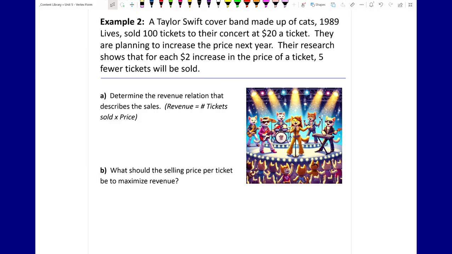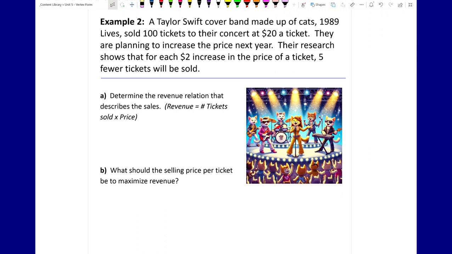In the next example, a Taylor Swift cover band made up of cats called 1,989 Lives sold 100 tickets to their concert at $20 a ticket. They're planning to increase the price next year. The research shows that for each $2 increase in the price of a ticket, 5 fewer tickets are sold. So whenever they increase the price, fewer people are going to buy it.